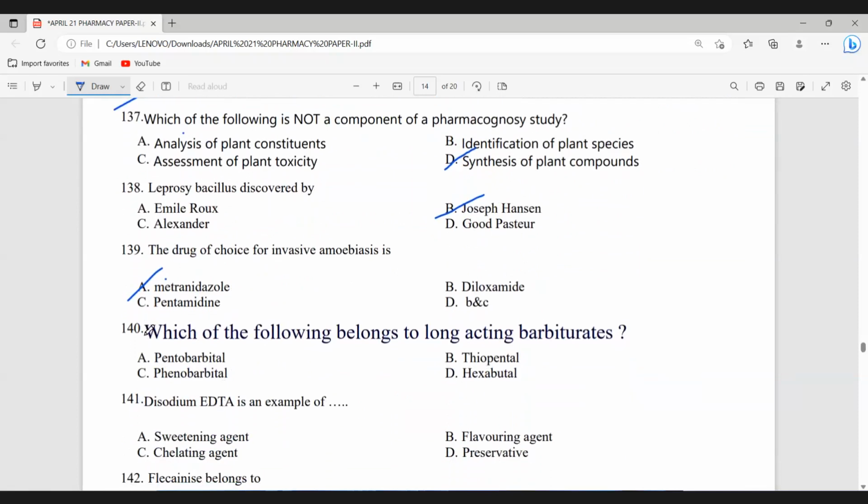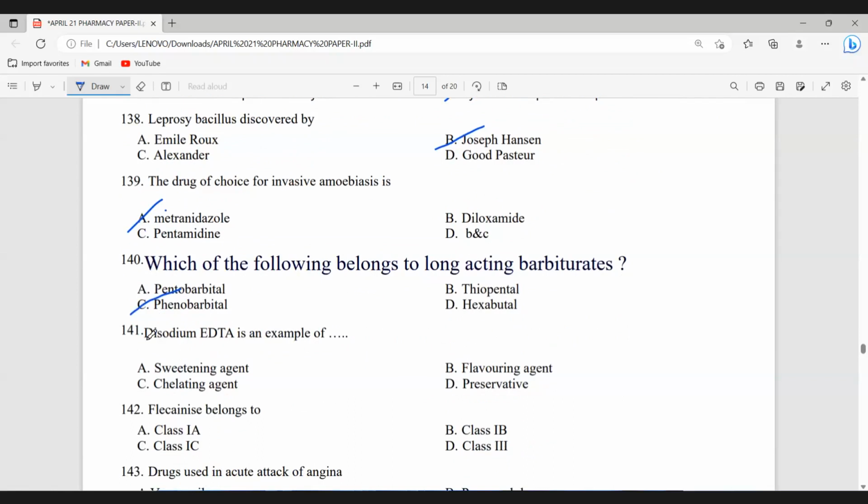Then 140. Which of the following belongs to long-acting barbiturates? Phenobarbital is long-acting. Pentobarbital is short-acting. Pentobarbital, hexobarbital, both are short-acting. But coming to thiopental, it is ultra short-acting. Then 141.